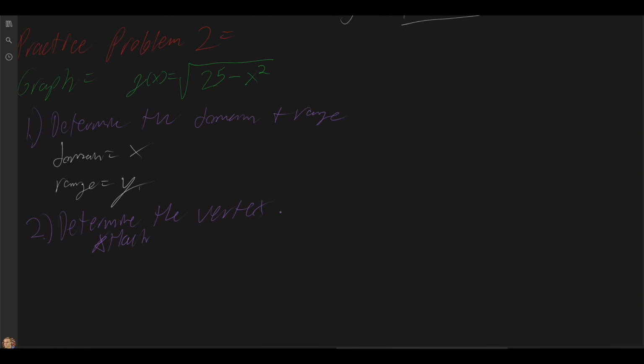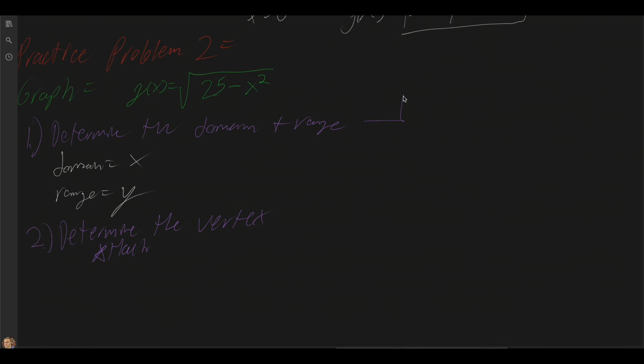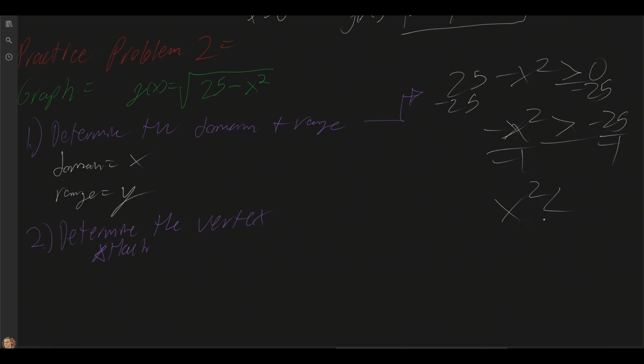Let me just zoom out of here so we actually understand. Different color over here. And so whenever we get rid of our square root, we have 25 minus x squared greater than or equal to 0. So we have 25 minus 25, minus x squared greater than or equal to -25. And whenever we divide by -1, this side always flips. So we have x squared less than or equal to 25, so x is between -5 and 5.